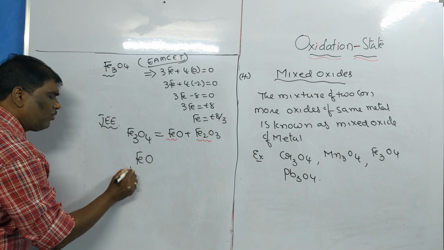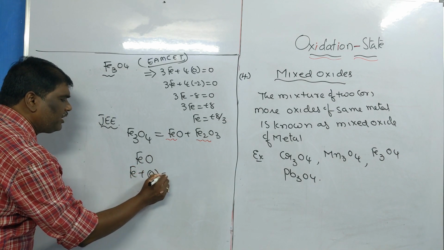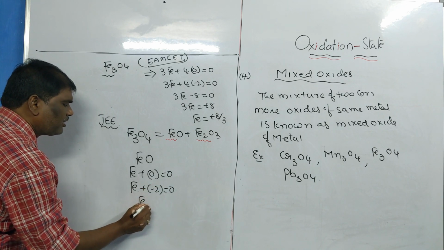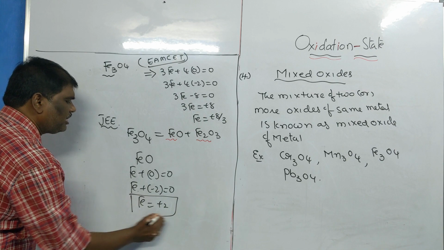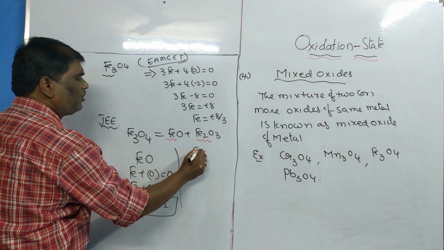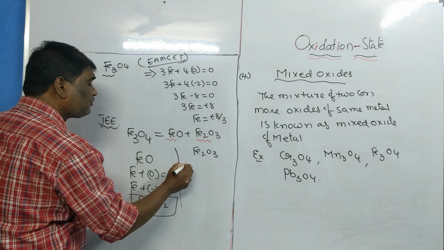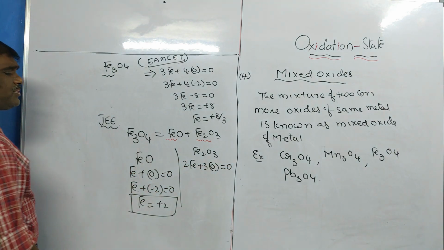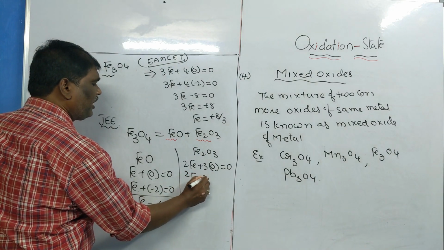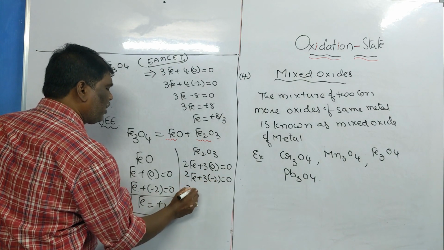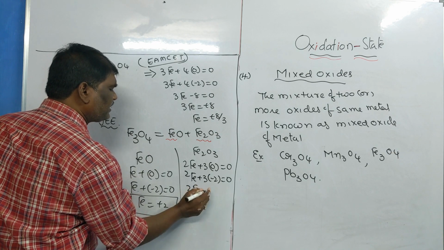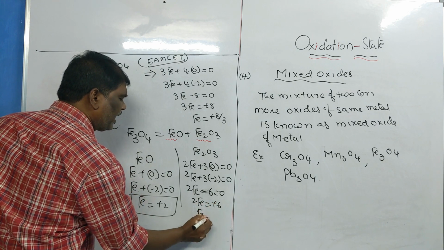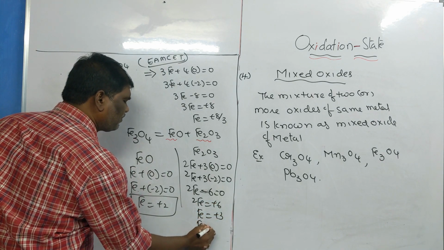In FeO, 1 iron plus 1 oxygen equals 0. Oxygen is generally minus 2. So the iron oxidation state we are getting is plus 2. This is 1. And for Fe2O3, there are 2 iron atoms and 3 oxygen atoms. The sum of oxidation states is 0. 2 iron plus 3 into minus 2 equals 0. 2 iron minus 6 equals 0. 2 iron is equal to plus 6. 1 iron atom is plus 3, another iron atom is plus 3.